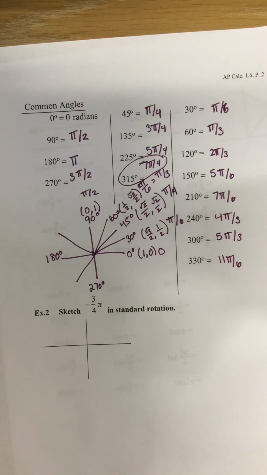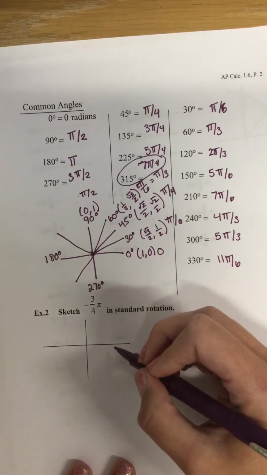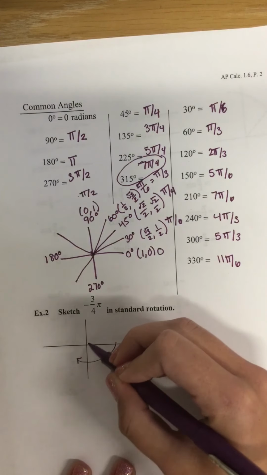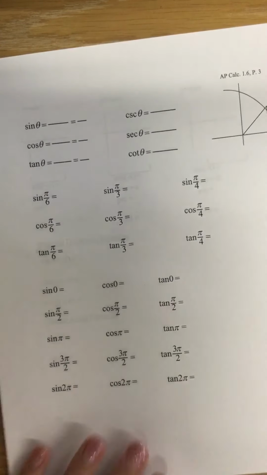Okay, if we have a negative degree, instead of this going to 3 pi over 4, which would be here, we're just going to go the other way. We go backwards to get those negative radians.